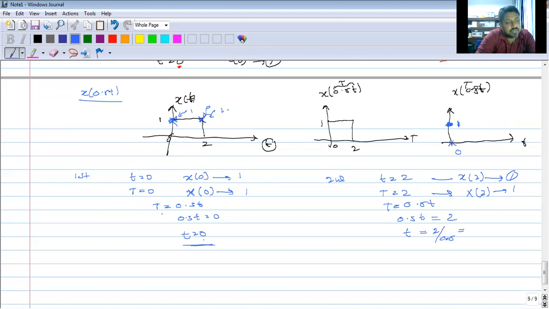Okay, that means I will get 20 by 5, so you will get 4. So now this point is at 4. This point is moved to 4 like this. So what happened? In the original case, this is the signal, it is up to 2. Now you can see that it is expanded up to 4. Okay, so you can see it is expansion.